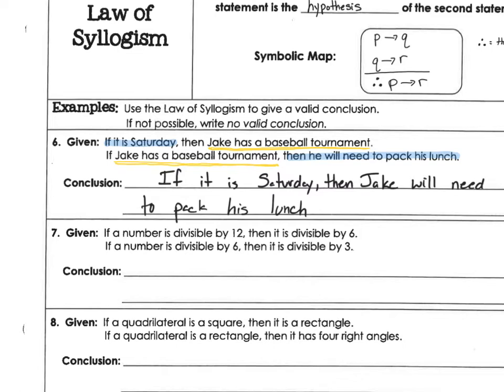It says, if a number is divisible by 12, then it is divisible by 6. If a number is divisible by 6, then it is divisible by 3. So can we make a statement based on that one? Because the end of the first sentence, right, starts the second sentence. So what would our statement be? Perfect. Good.